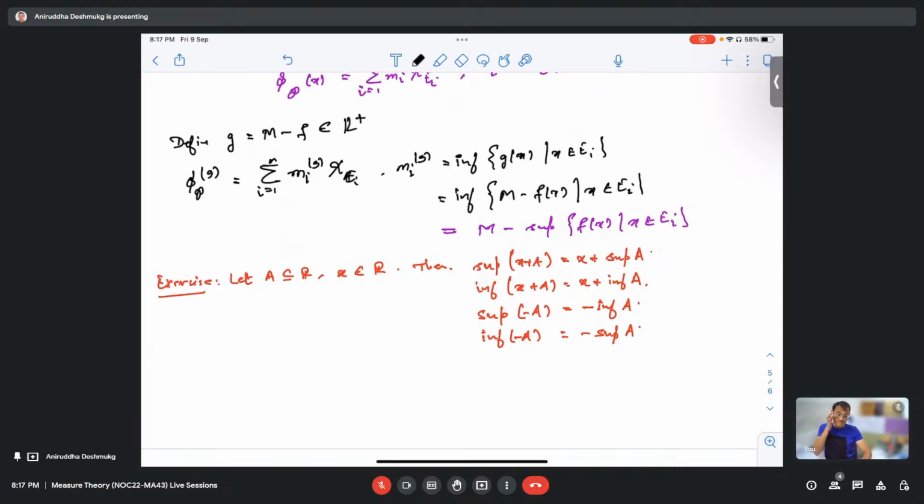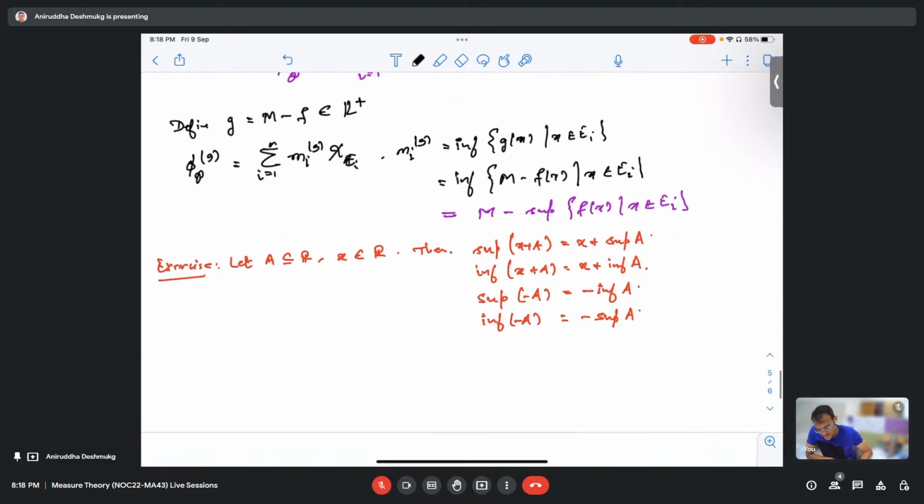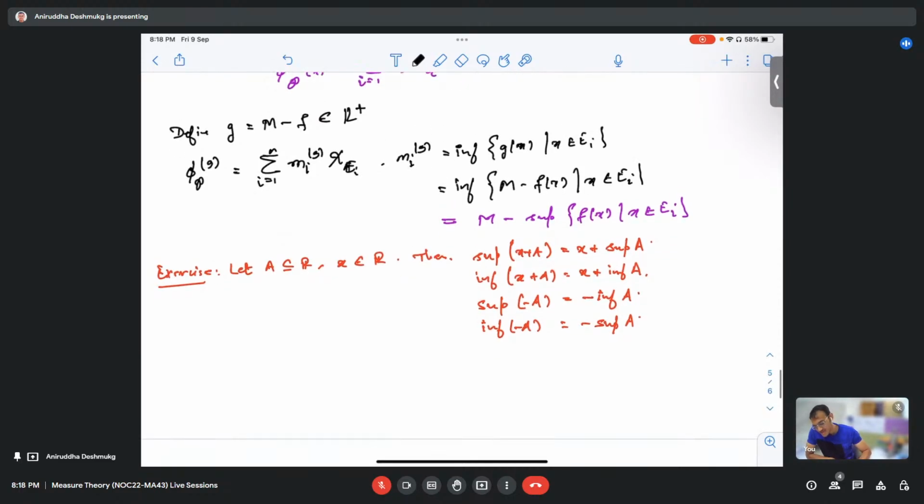We have used the second and fourth, because I have to take this M outside, and then I have the fourth. So you prove this exercise, then it is clear.